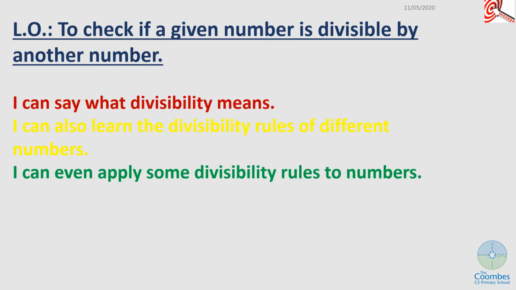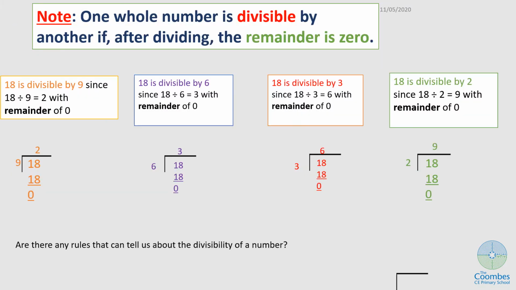There are 3 success criteria to help you to do divisibility. First, that you can actually remember and know what the term means, divisibility. Second, that you can learn the divisibility rule of different numbers. And third, that you can even apply some divisibility rules to numbers.